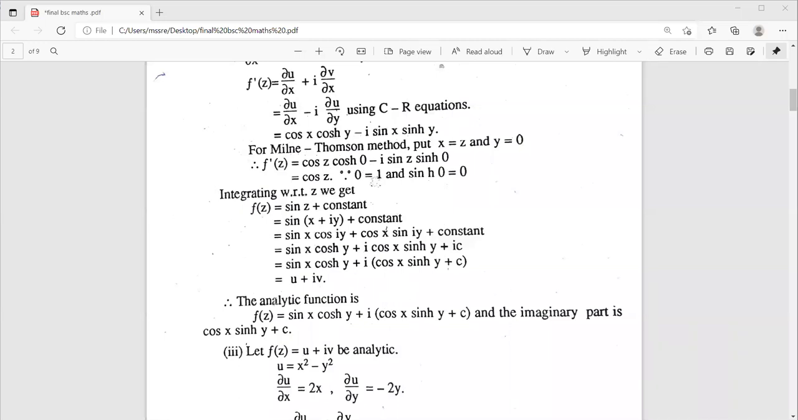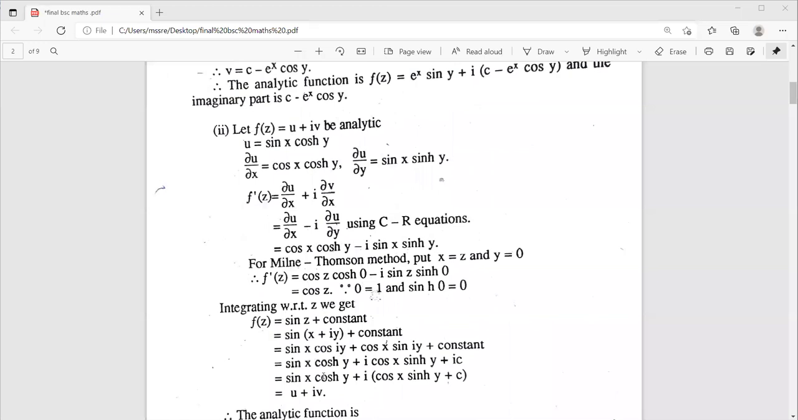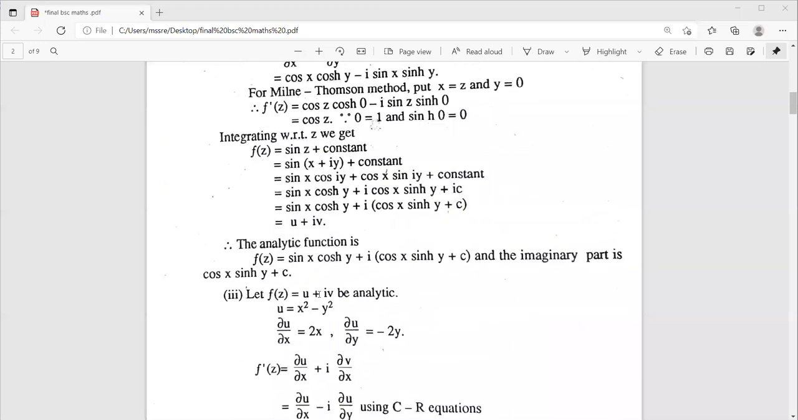So, therefore, the analytic function is sin z plus constant. This is the analytic function. And the imaginary part is cos x sin hyperbolic y plus C.